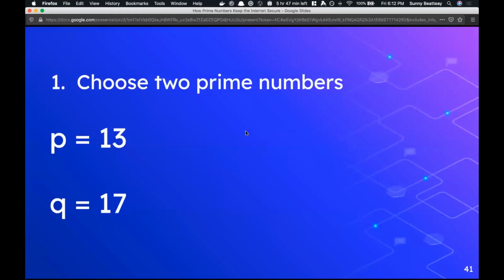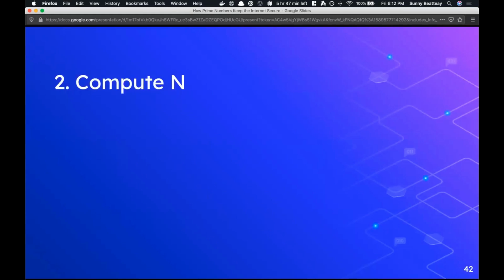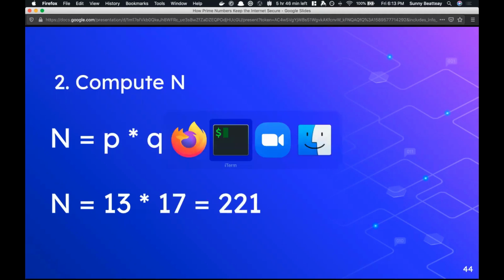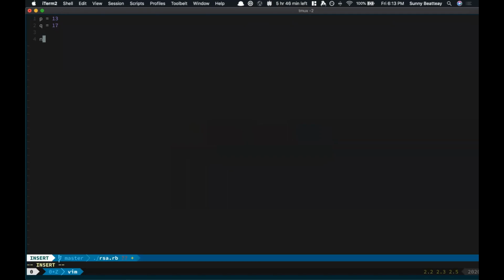Tab back. Okay, second step is computing N. N, as I mentioned, is the first half of our private key. N is defined as P times Q. In this case, our N is going to equal 221. So I'm going to write that down. N equals P times Q.